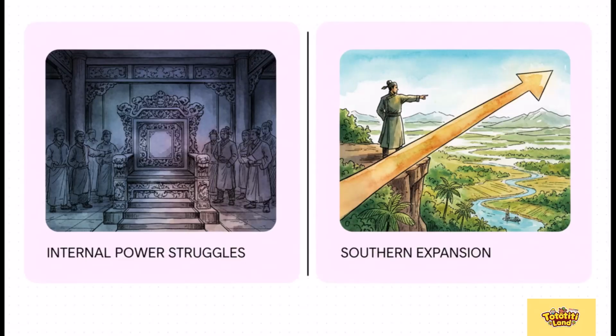So here's the crucial point. This division created two totally different game plans. The north was focused on their own internal power struggles. But the south, well, they were blocked from going north by the Trinh, so they had nowhere else to go but, you guessed it, further south, right into the huge, fertile Mekong Delta.